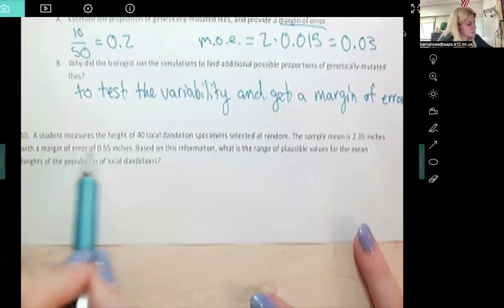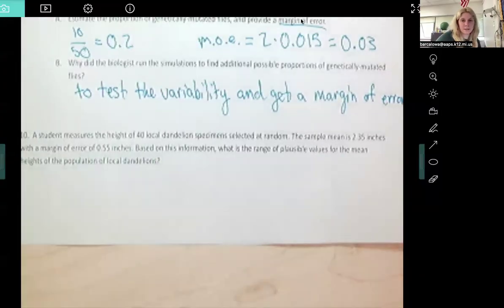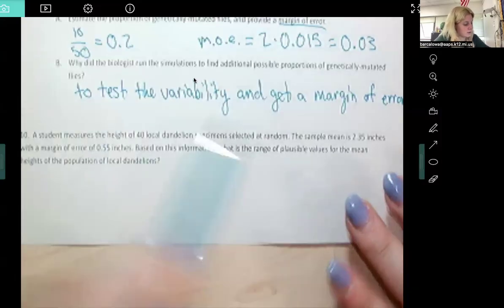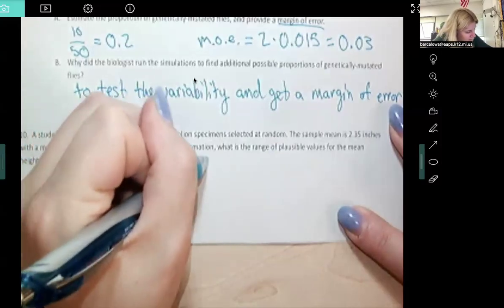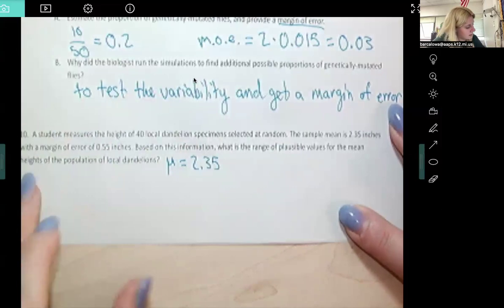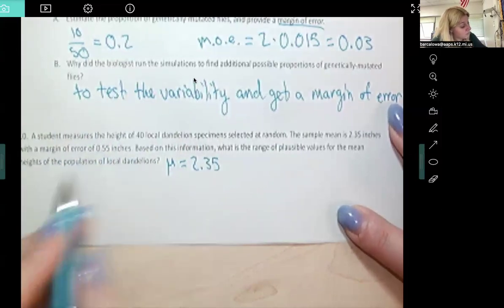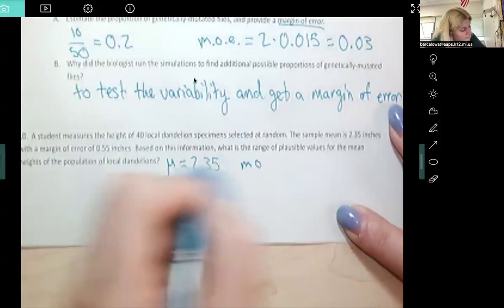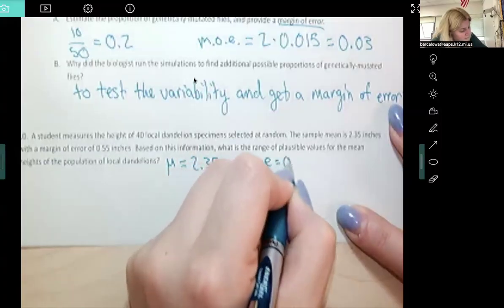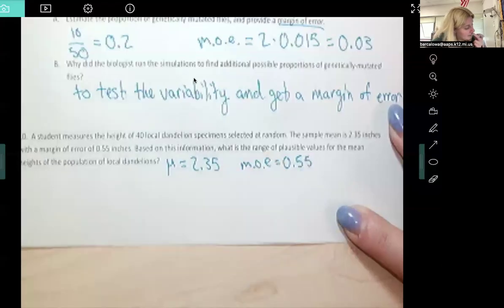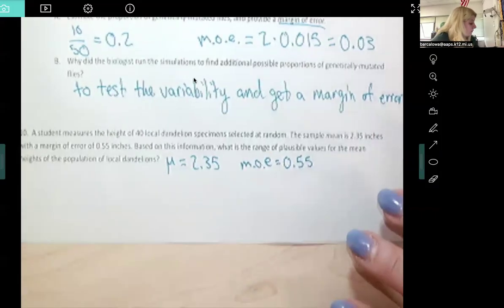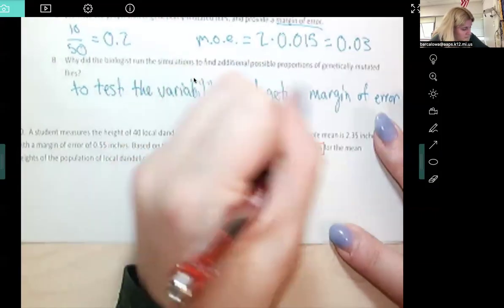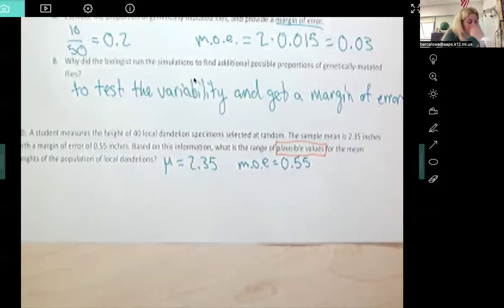Last one. Student measures height of 40 local dandelion specimens selected at random. I bet they were in my front yard. My dandelions are crazy. Sample mean is 2.35 inches. Again, sometimes I just like to write it off to the side so I don't lose it in the text. Margin of error of 0.55 inches. Based on this information, what is the range of plausible values for the mean heights of the population of local dandelions?